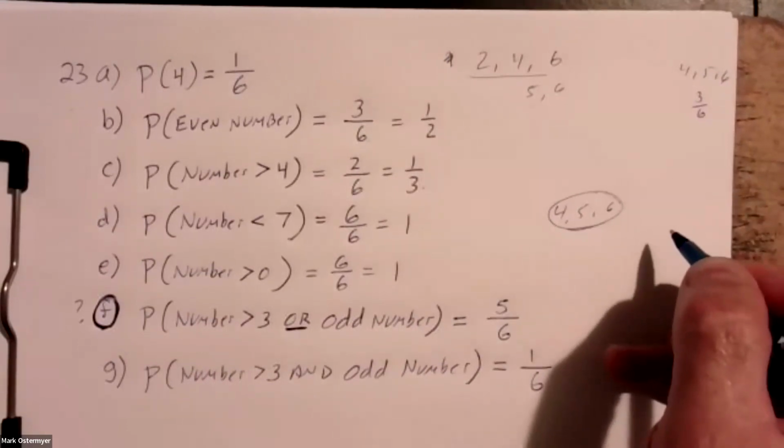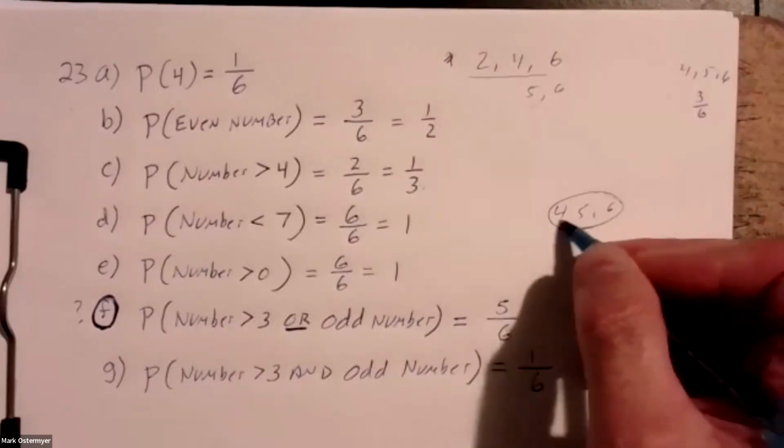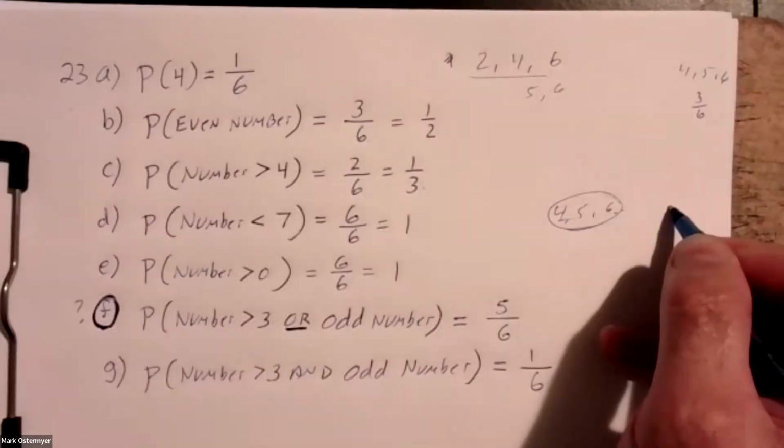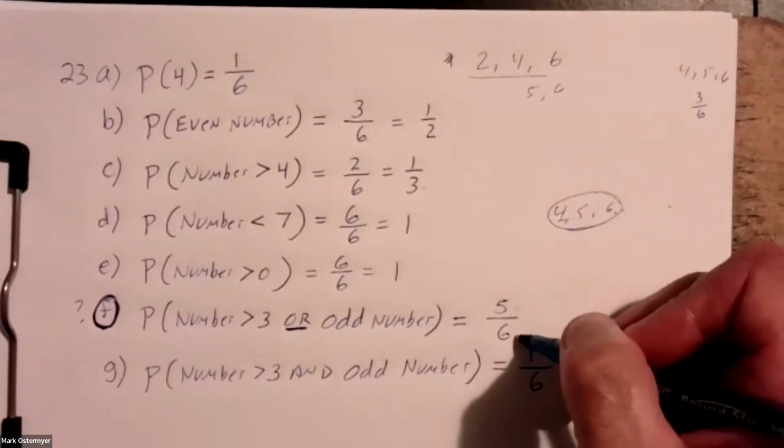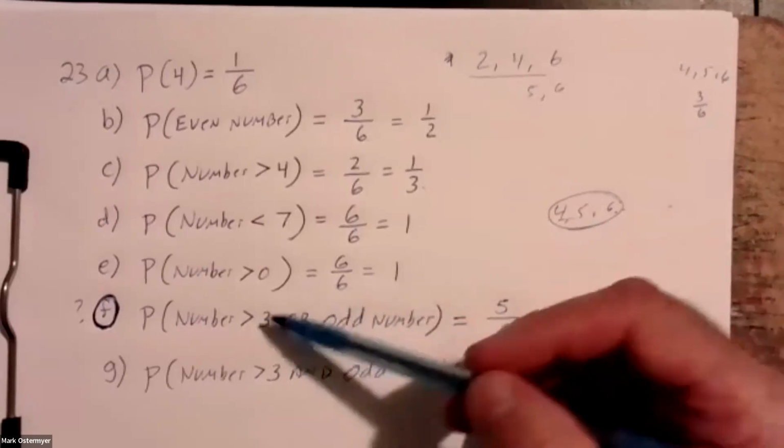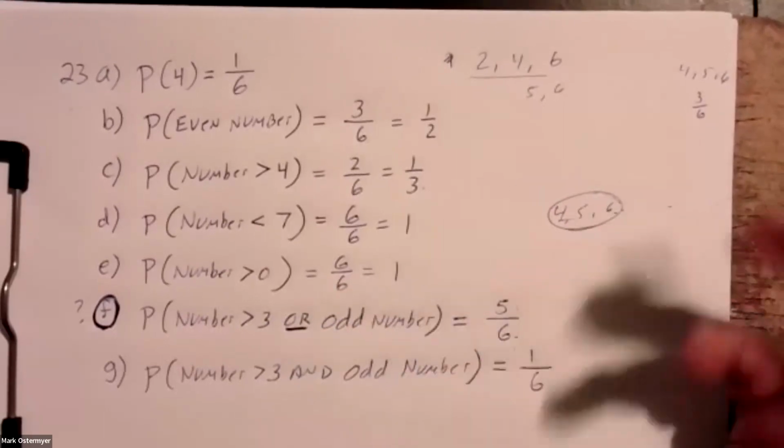That appears to be 3 ways also, but here's the problem. If you add those 3 ways here plus 3 ways for rolling an odd number, you get 6 ways, and 6 over 6 means 100% chance of rolling a number greater than 3 or rolling an odd number. That's not correct, because when you roll this die, you could roll a 2. Do you agree? A 2 is not greater than 3, and it's not an odd number.